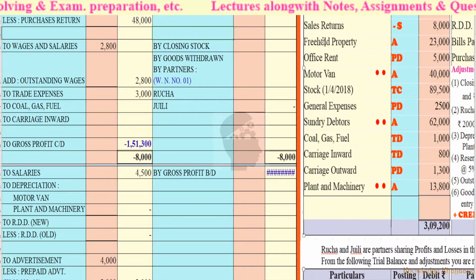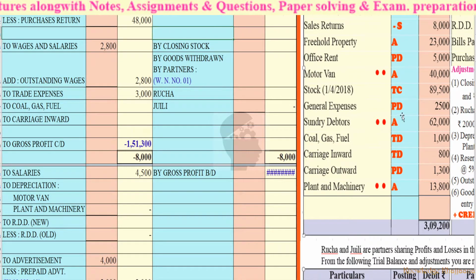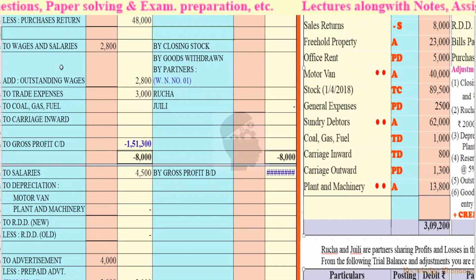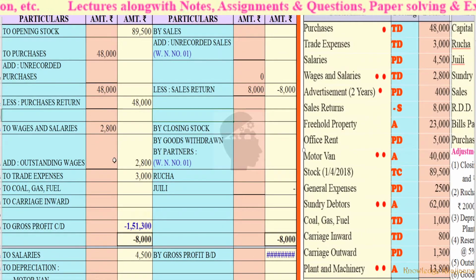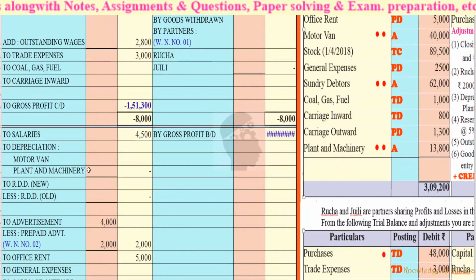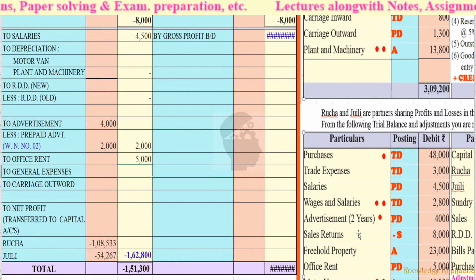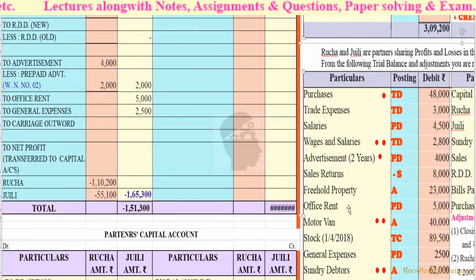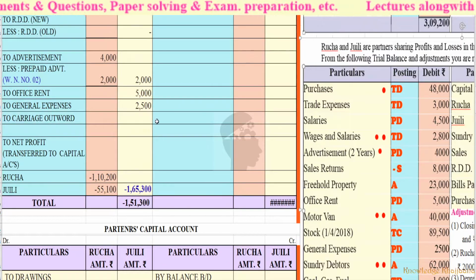Then general expenses, profit and loss account debit side, rupees 2,500. Let's check the value once again. General expenses, rupees 2,500.